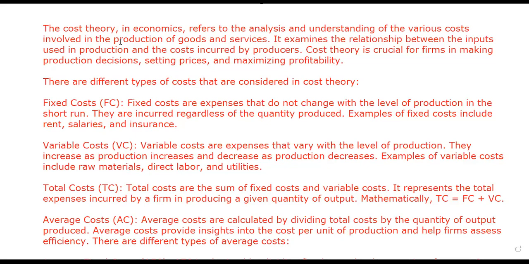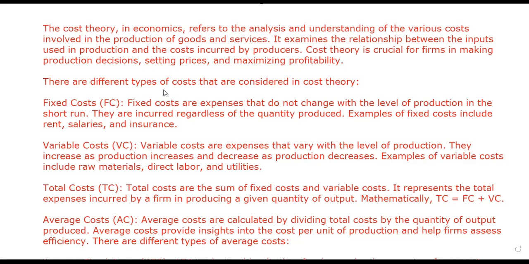And so cost theory is very crucial for firms that are in production so they could make decisions on how to set prices and to maximize profit. So the different types of costs that you must understand. We have what we call the fixed costs. These are expenses that don't change with the level of production in the short run. These ones are incurred regardless of what output we produce. Some of the examples of fixed costs are rentals, salaries, insurance. We need to pay them regardless of what you are producing.